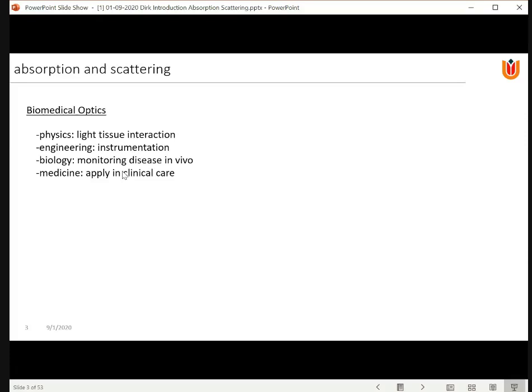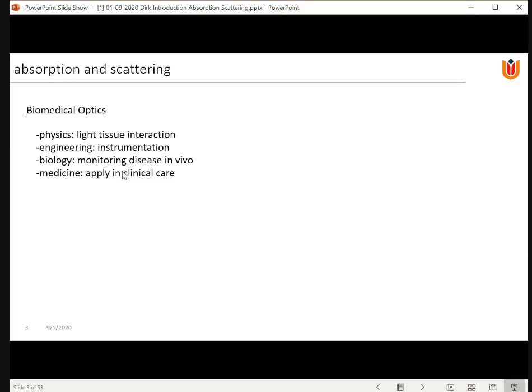Of course, there's a very big biology component, because one of our main goals is to monitor disease in vivo, monitor or detect or identify. So that means that we have to understand what the biology of tissue is, how the biology influences the composition of tissue, the structural changes in tissue, and how that translates then via the physics into a measurable signal. So that is very important too.